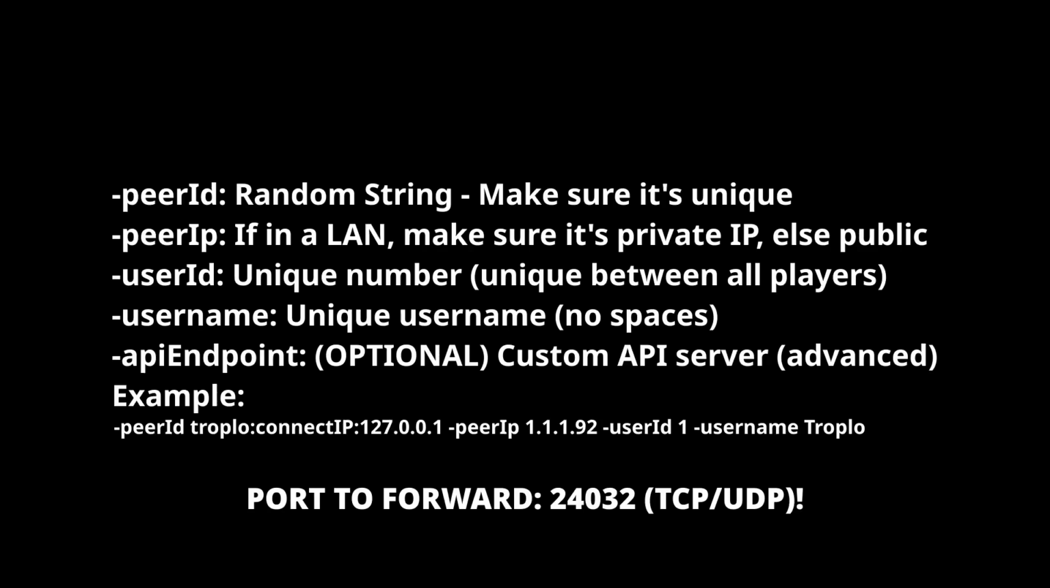So the first launch parameter is the -PID. It can be anything really, a random string, your username, but it just has to be unique between all the players in your server. So I just made it Troplo. That works. Also, I forgot to mention with the peer ID, make sure you add :connect capitals IP : 127.0.0.1. I have an example there if you look at it.